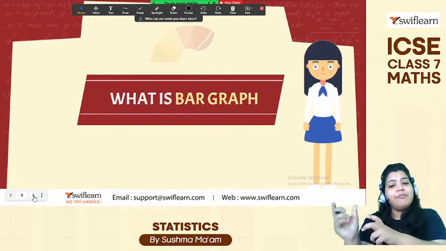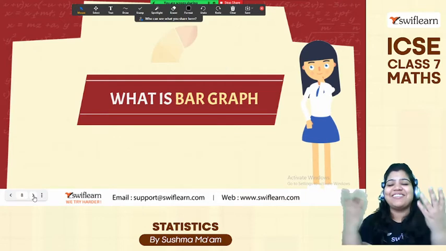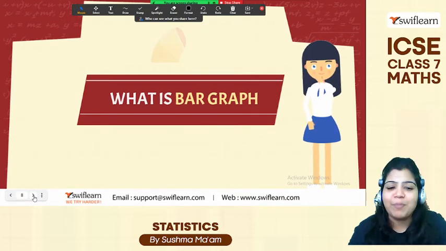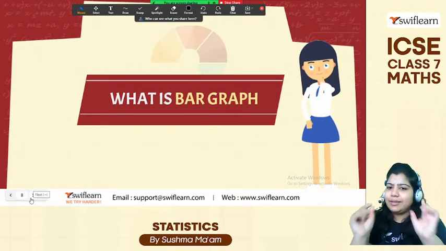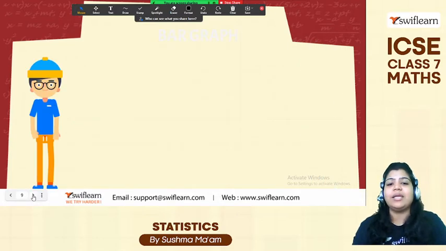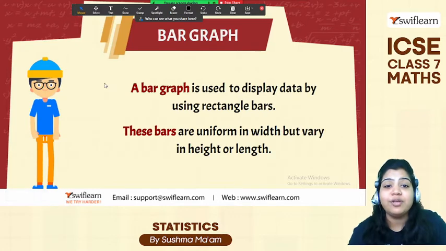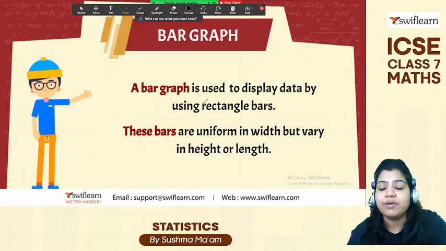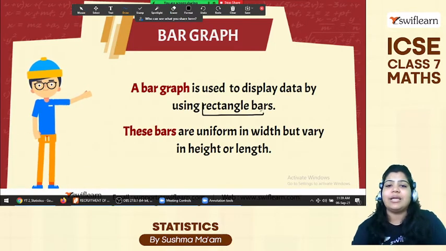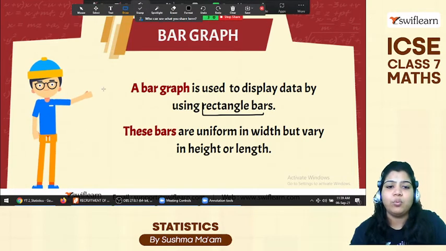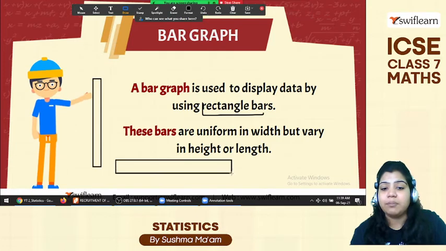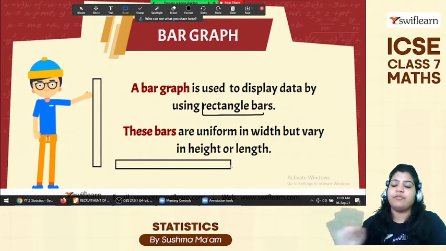Okay, and the graph which consists of pi, as I'll show you. So what is a bar graph? The name shows the meaning. A bar graph is used to display data by using rectangular bars. These rectangular bars can be vertical or horizontal, any of them.